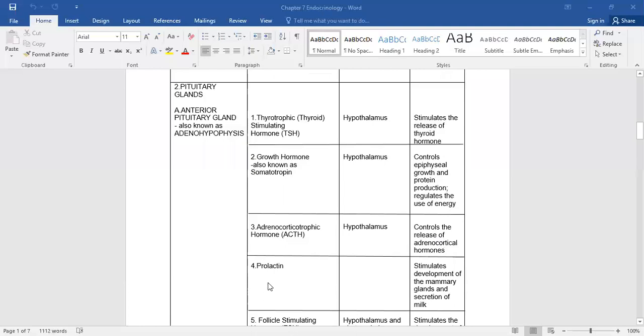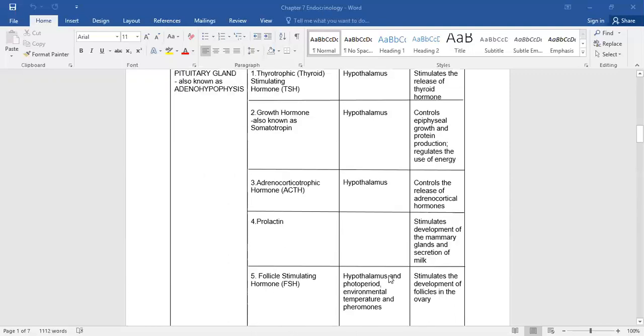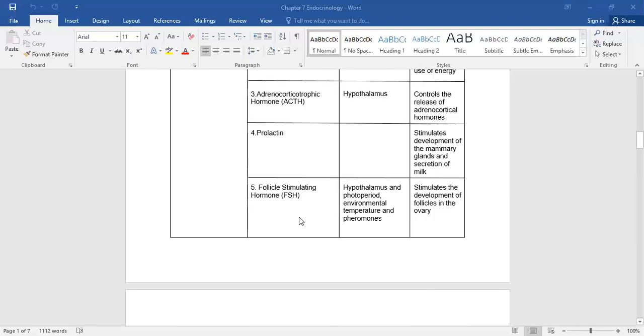Then we have the prolactin, so it stimulates the development of the mammary glands as well as the production of milk. And then we have the follicle stimulating hormone. Hypothalamus is one of the stimuli, also the photoperiod, so we've discussed this also in grading. Environmental temperatures and pheromones. It stimulates the development of the follicles in the ovaries or the process called ovulation. So this initiates the process of ovulation.